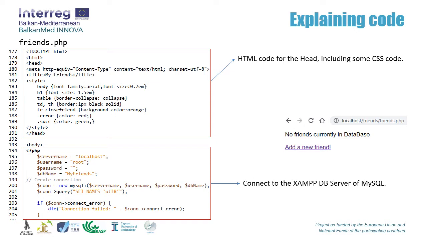In lines 177 to 193, you can see the HTML code for the head that will be common for all functionalities. This code includes some CSS code for styling the error and successful messages, the tables and the headings of pages. In lines 195 to 205, we set the parameters and connect to the XAMPP DB server of MySQL. Note that you may have to change the values of the parameters before you run the code.